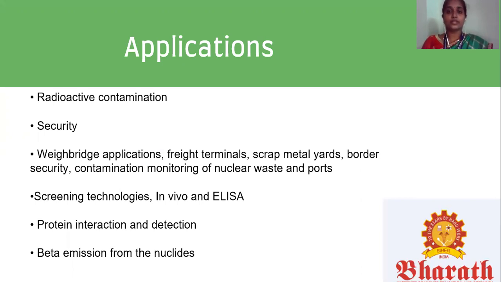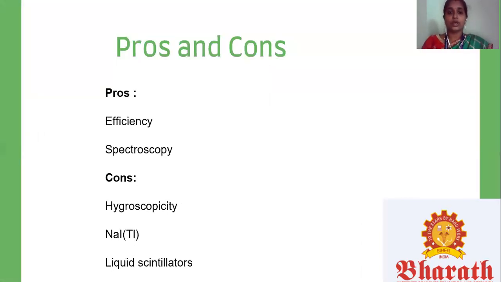A liquid scintillation counter is a type of scintillation counter that is used for measuring the beta emission from the nucleus. Now, there are some of the pros and cons, that is, advantages and disadvantages.